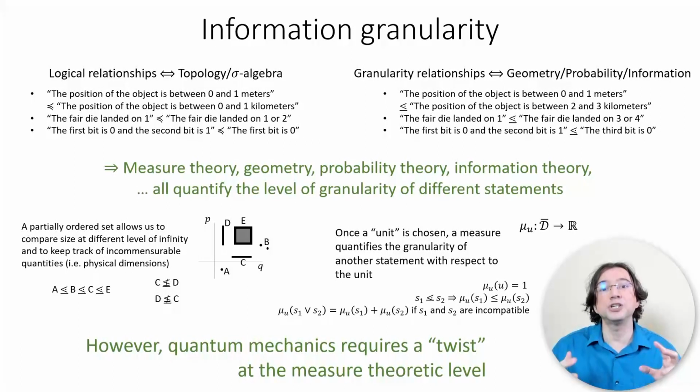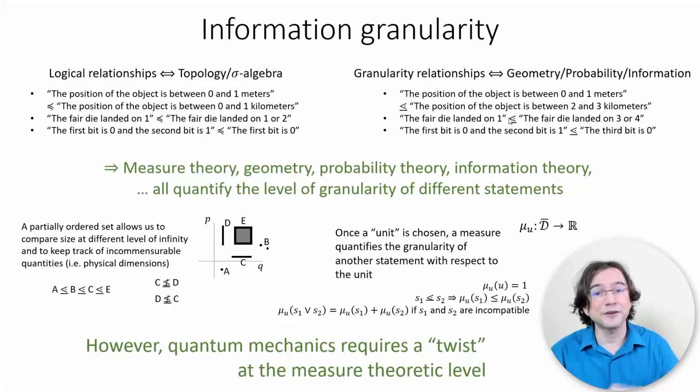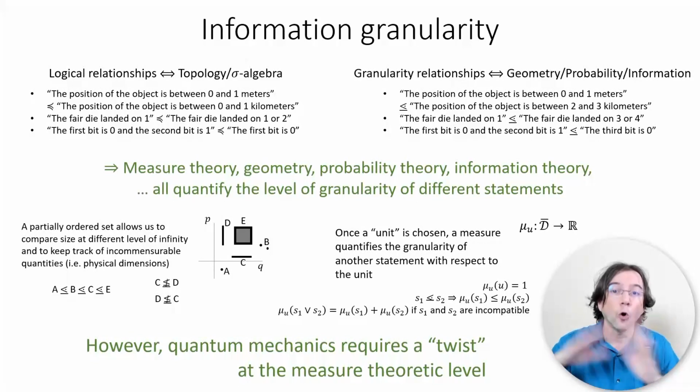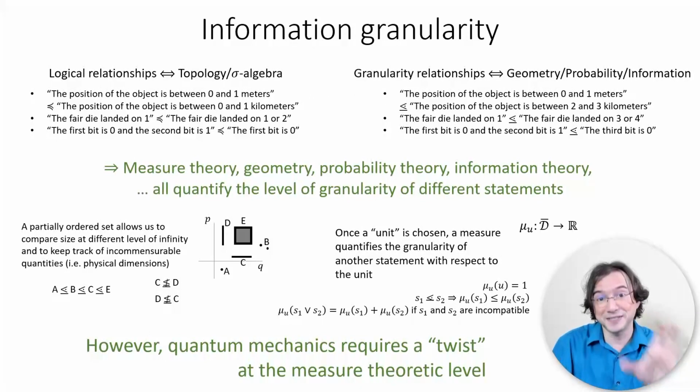So all the topology knows about is the structure of containment and continuity. But there are other structures, like the ones that we have in geometry, that have to know more. And the idea for us is that the relationship of granularity of statements should be enough to cover all those cases. Because if I say that the position of the object is between 0 and 1 meters, or that the position of the object is between 2 and 3 kilometers, right? This statement is not contained in that one, but I know that this is more refined than that because the position range is smaller.